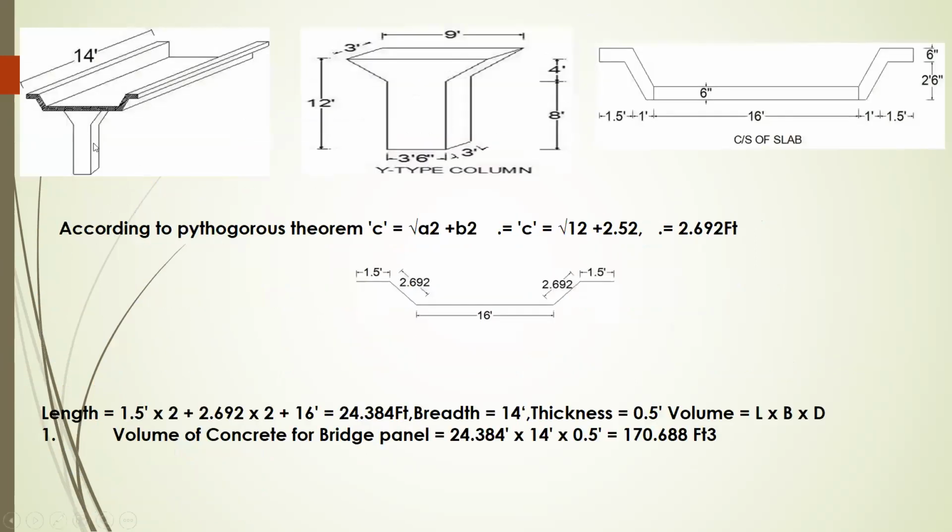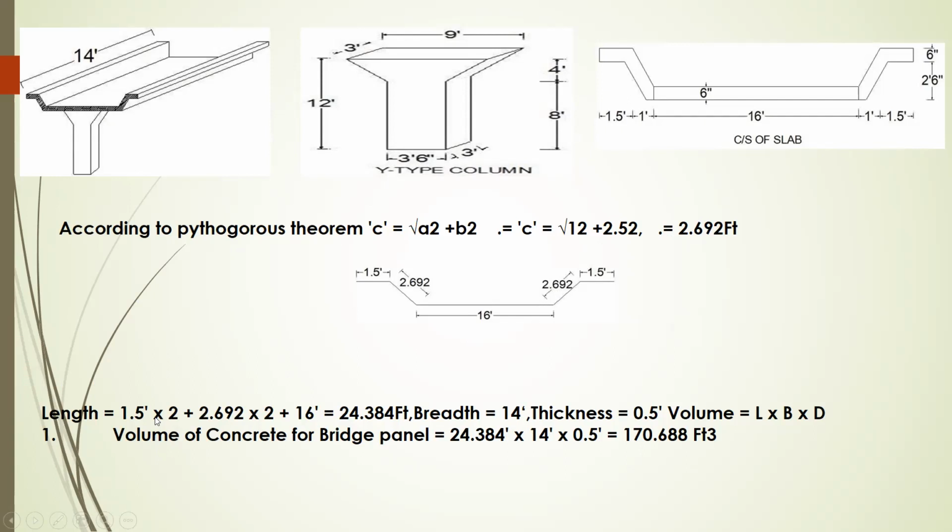Now we have to find out the trench things. Okay, this is a Y-type column. See, this is a Y-type column. The top width will be 9 feet, bottom will be 3 feet 6 inches, width will be 3 feet 6 inches. The total height will be 12 feet. According to Pythagoras theorem, C is equal to square root of A square plus B square. C is equal to 12 plus 2.52, that is 2.692 feet. Okay, this is what I gave you, 2.692.